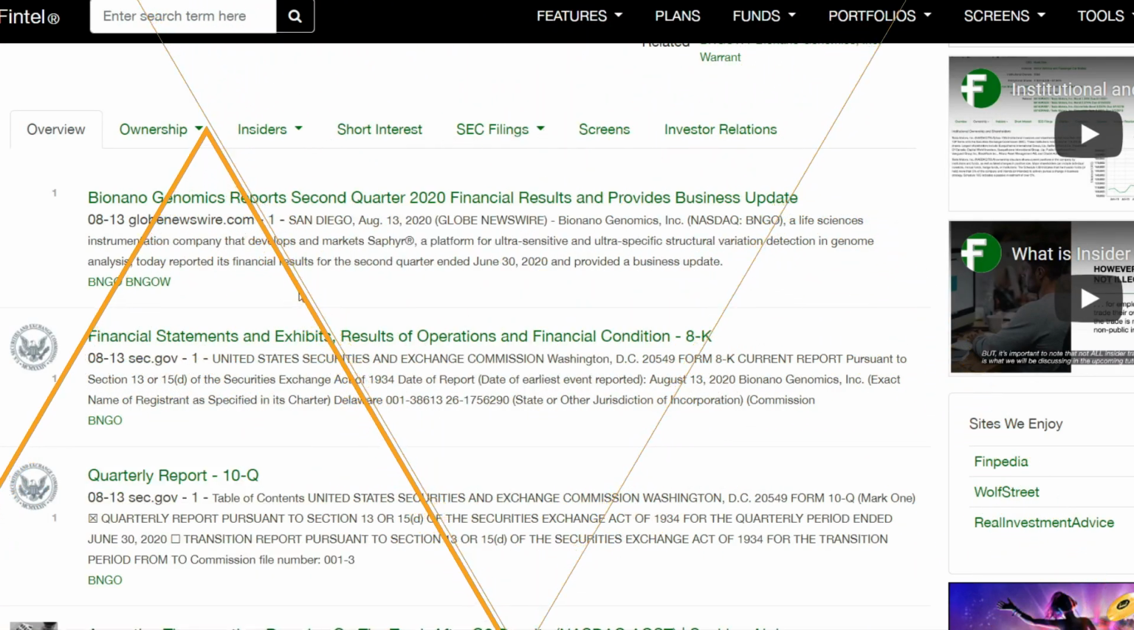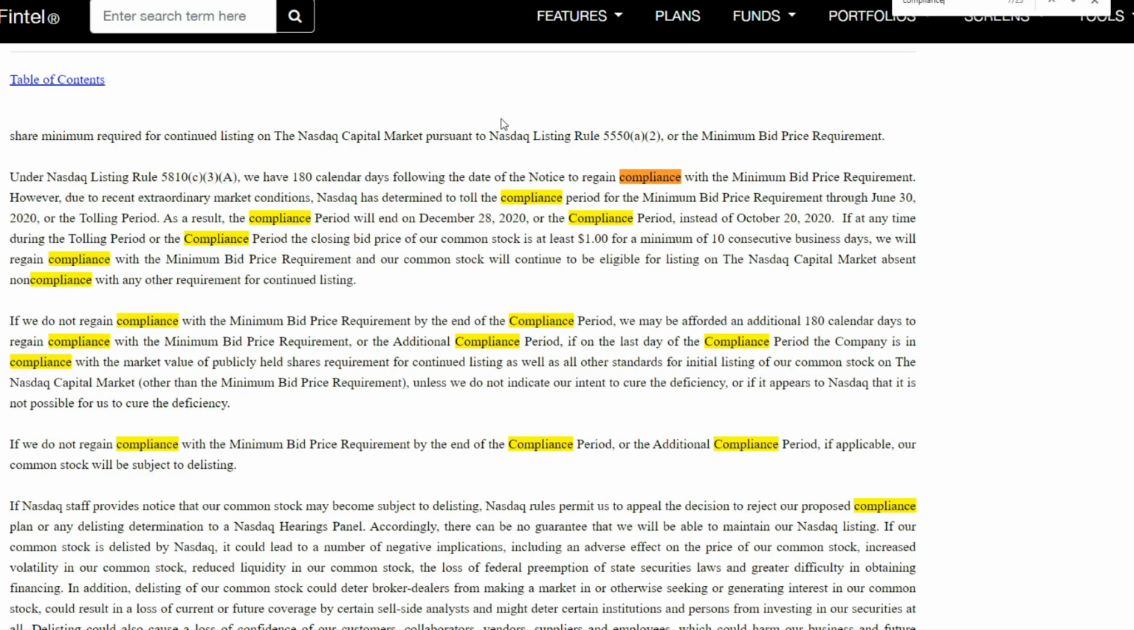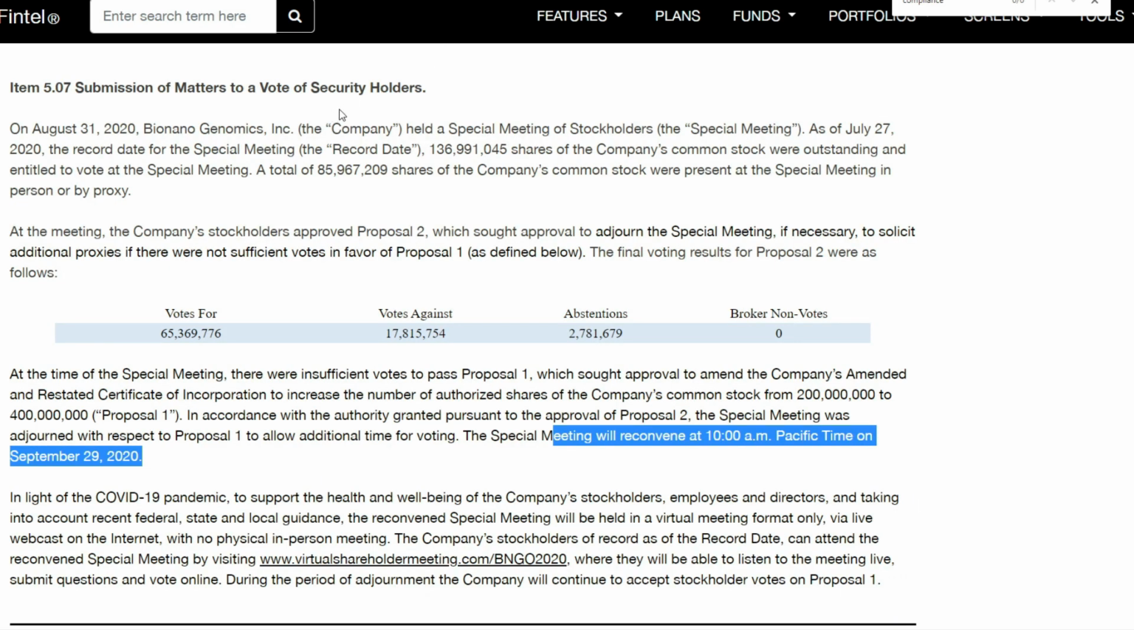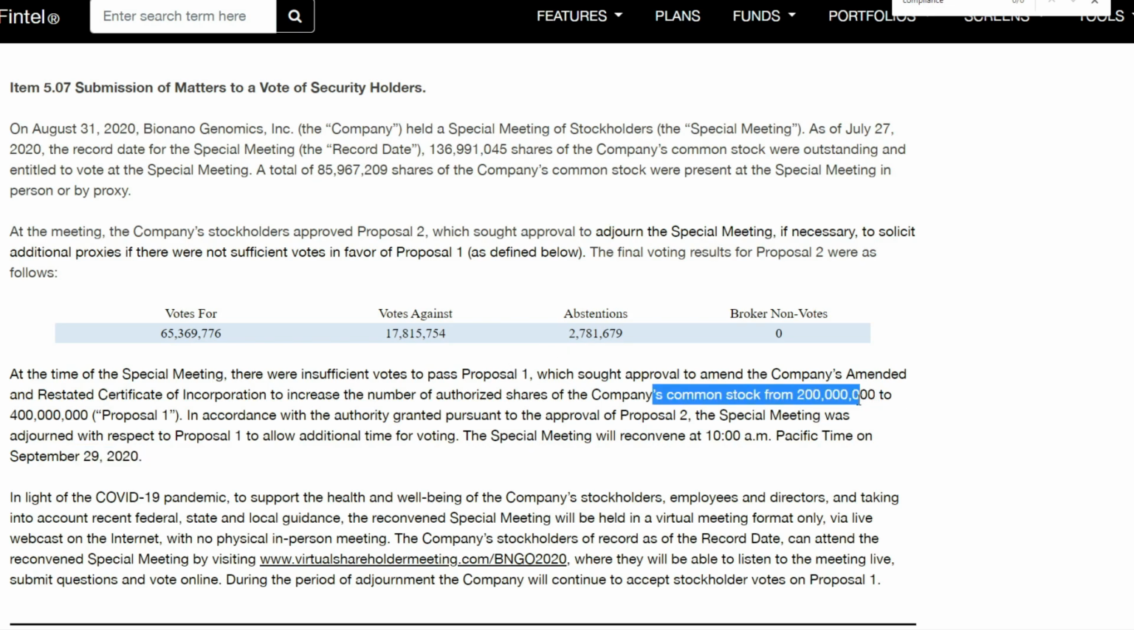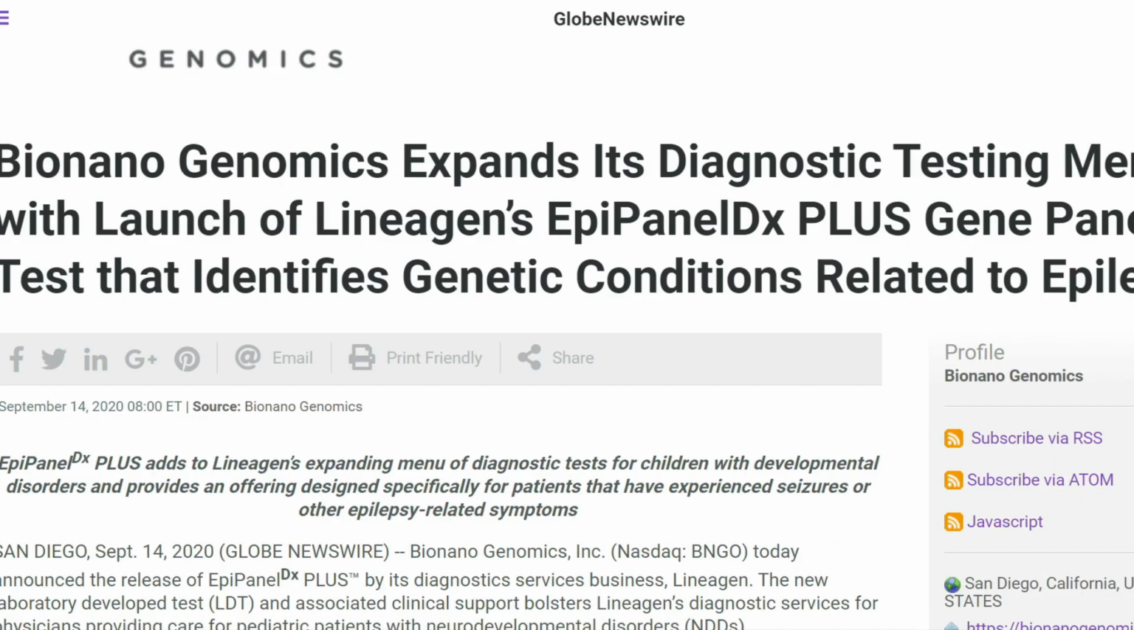Now if we were to look at the latest news, we get to see a lot of positive ones. Of course, I'm just going to mention that for compliance, they have until December 28th to reach compliance, so a reverse split might not be seen all the way until November. There's another vote happening at 10 a.m. Pacific Time on September 29th, so 9 days from now, regarding the proposal of increasing the amount of shares from 200,000 to 400,000. So that might mean a little bit more dilution of shares.